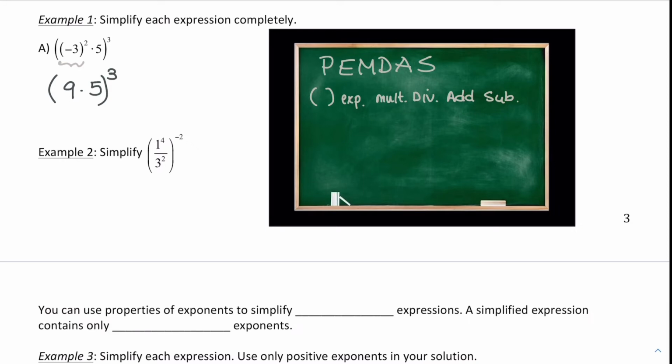Now PEMDAS still says do what's inside the parentheses first. We have another set of parentheses now. So we get 9 times 5 is 45, and that's raised to the third power.